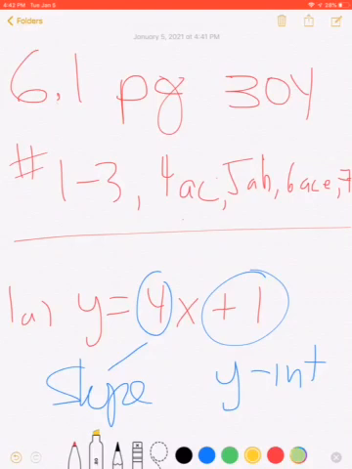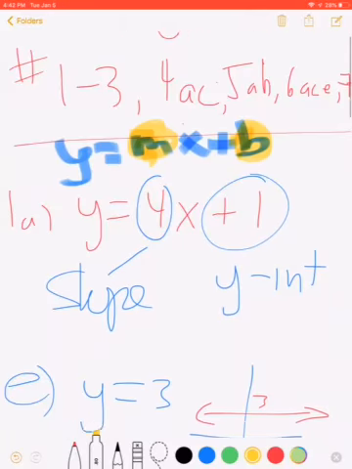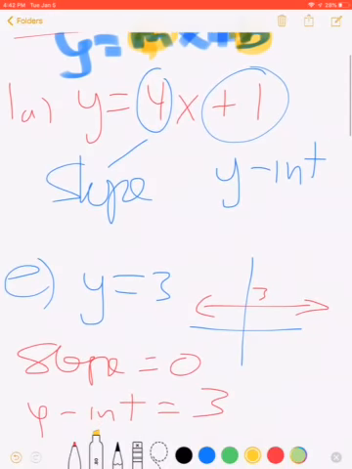So we're going to be looking at the equation y equals mx plus b. Y equals mx plus b is the general equation for a line where we sub in m and b, m being the slope and b being the y-intercept. So in question number 1, it says what's the slope and what's the y-intercept of this guy here.